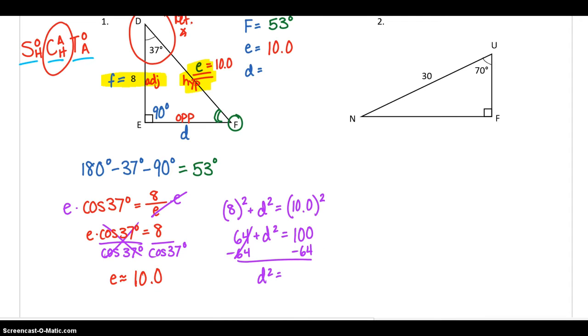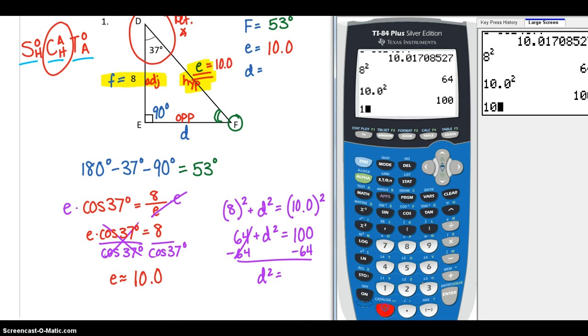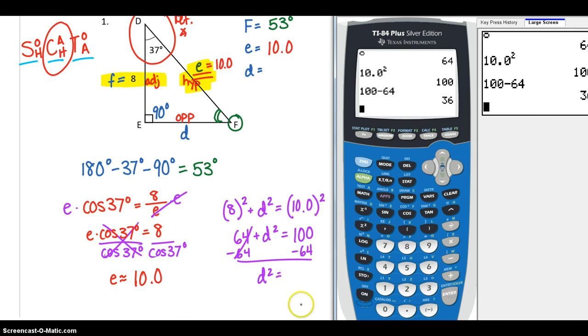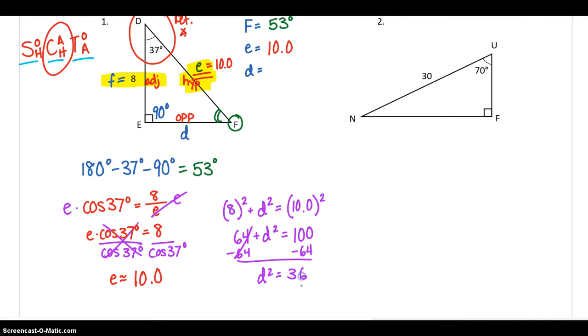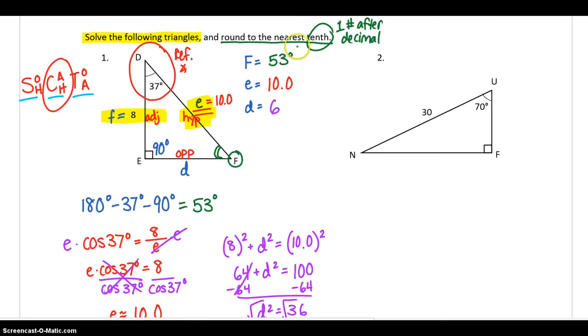D squared equals 100 minus 64, which is 36. And then take the square root of both sides. So D is going to equal the square root of 36, which hopefully we know that's just 6. So D is equal to 6. And those are the three pieces of my triangle that I was missing. Now that I've found them, that means I'm done.